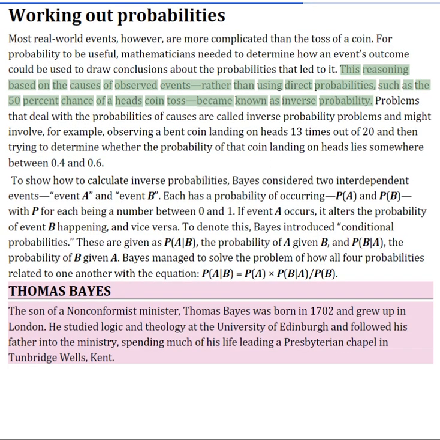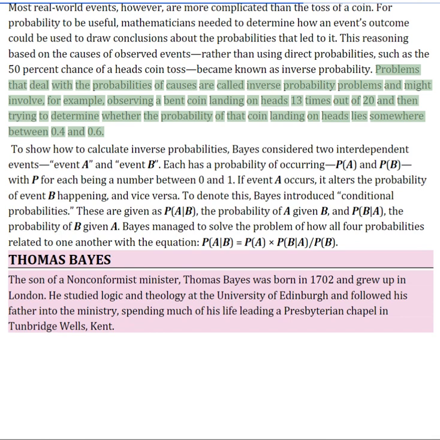This reasoning based on the causes of observed events, rather than using direct probabilities, such as the 50% chance of a heads coin toss, became known as inverse probability. Problems that deal with the probabilities of causes are called inverse probability problems and might involve, for example, observing a bent coin landing on heads 13 times out of 20 and then trying to determine whether the probability of that coin landing on heads lies somewhere between 0.4 and 0.6.